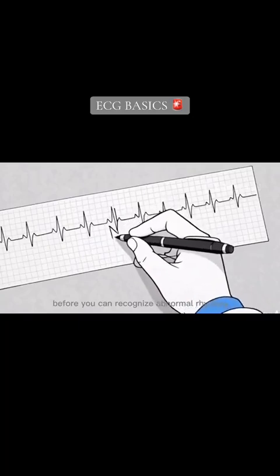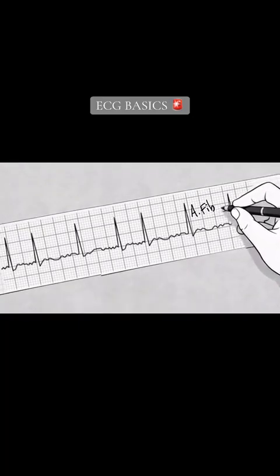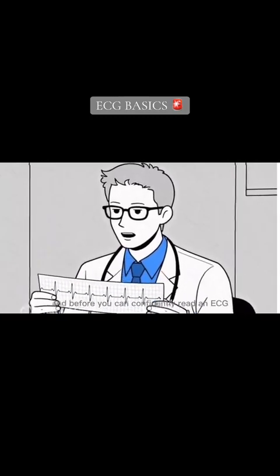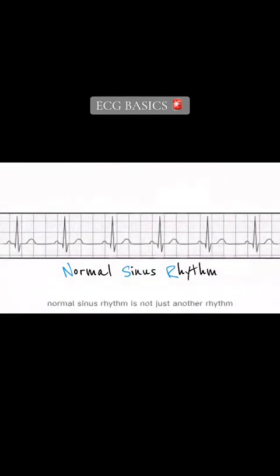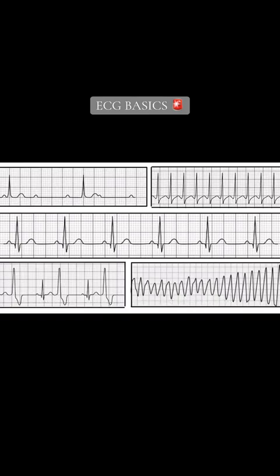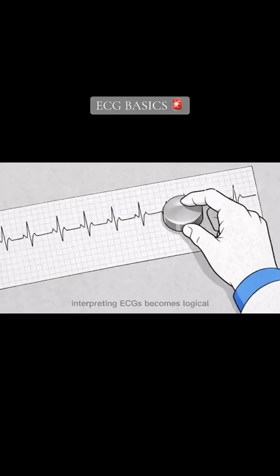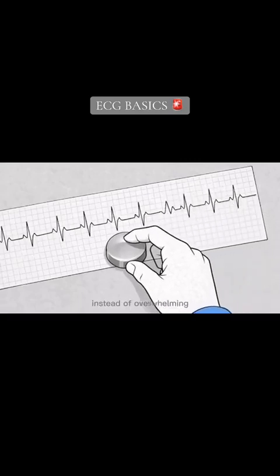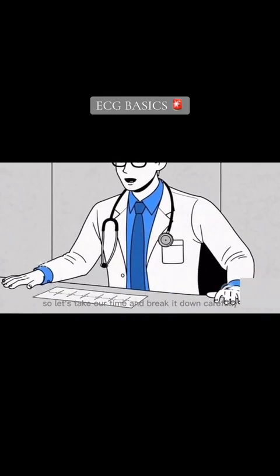Before you can recognize abnormal rhythms, before you can diagnose dangerous arrhythmias, and before you can confidently read an ECG, you must understand normal sinus rhythm. Normal sinus rhythm is not just another rhythm. It is the baseline, the reference point, and the gold standard against which every other cardiac rhythm is compared. If you truly understand normal sinus rhythm, interpreting ECGs becomes logical instead of overwhelming. So let's take our time and break it down carefully.